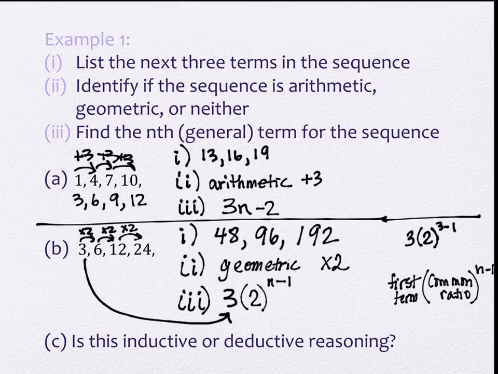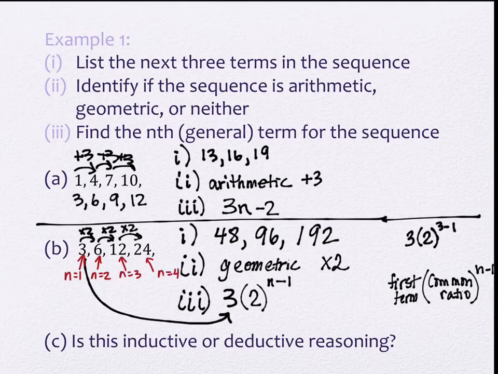Yes, I was using the third term. So I was saying this is term number 1, so this is n equal to 1. This is term number 2, so this is n equal to 2. N represents where we are in our sequence in the list. So this is n equal to 3. This one's n equal to 4.